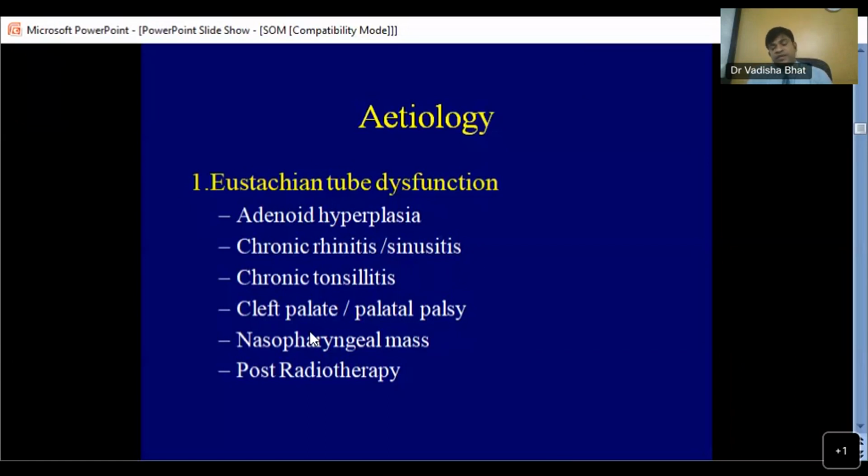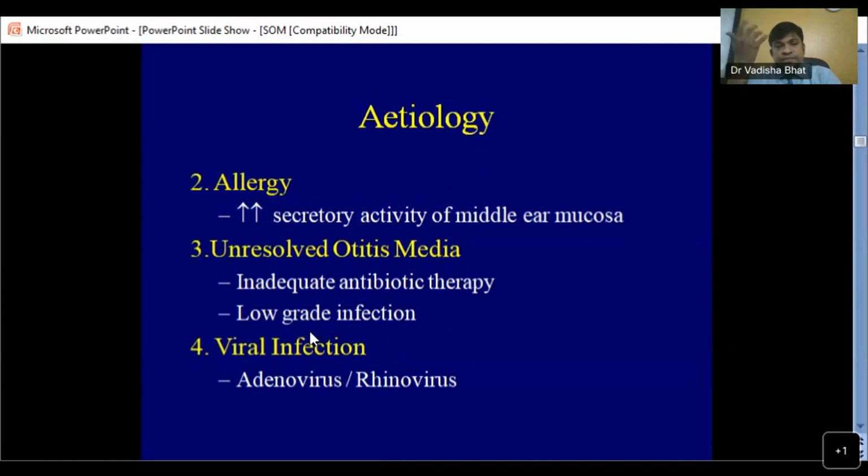Radiotherapy is one of the causes of tubal dysfunction, again because of the edema in the nasopharynx. Allergy, by causing increased secretory activity of the mid-layer mucosa, can cause collection of fluid in the mid-layer, that is mid-layer effusion or otitis media with effusion.